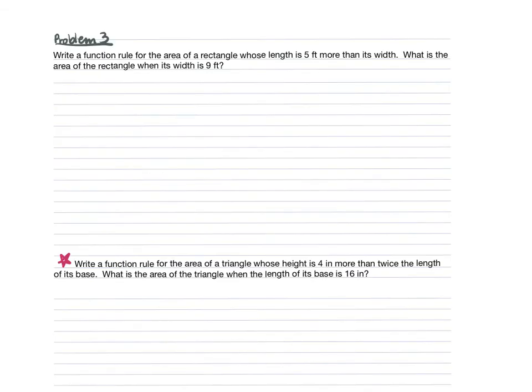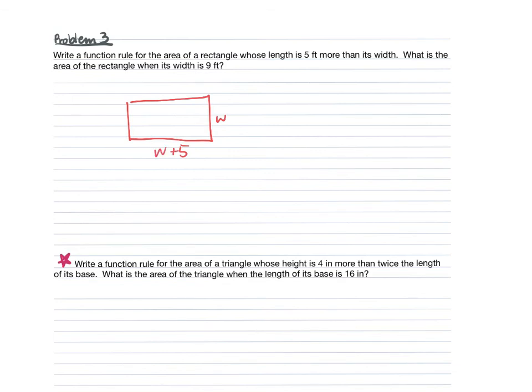All right, and then last pair here. Write a function rule for the area of a rectangle whose length is 5 feet more than its width. So let's do that first. Let's draw a rectangle. Here's its width. Its length is 5 feet more than its width, w plus 5.